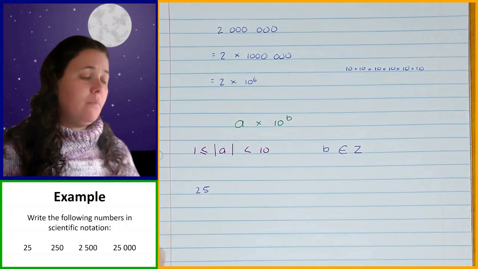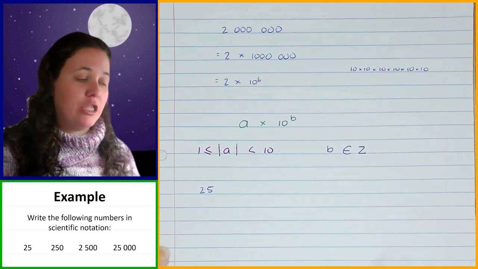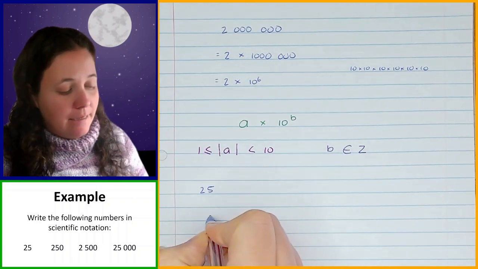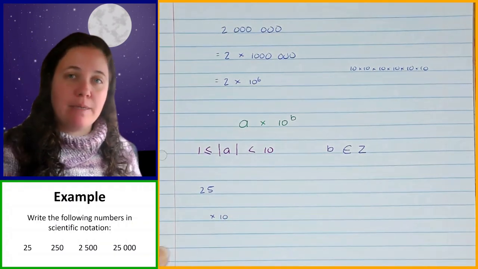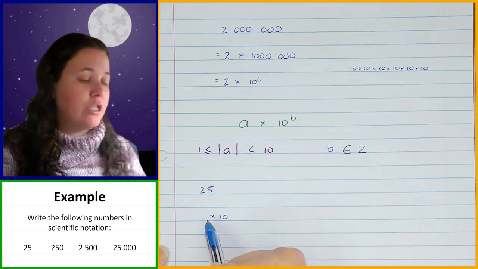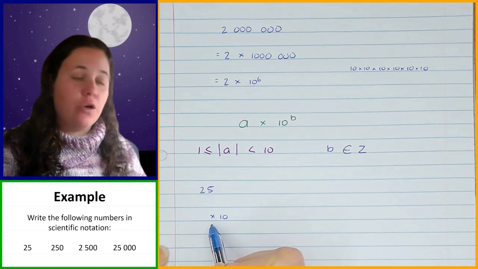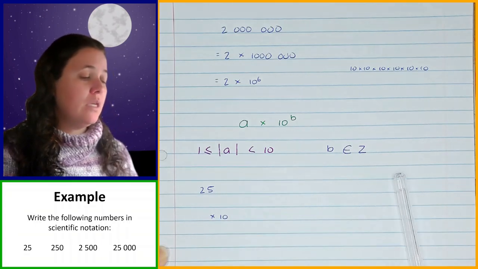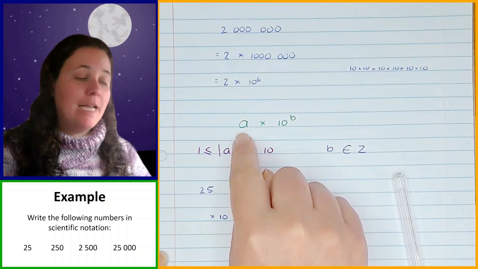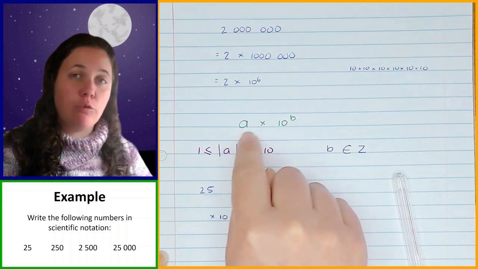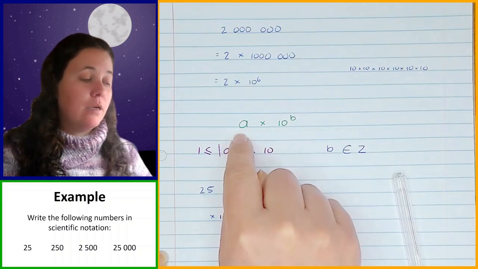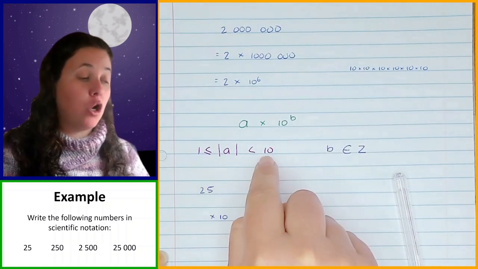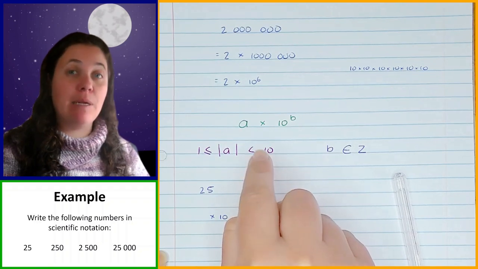Now, if I want to write this in scientific notation, I need to write it as something multiplied by 10 to the power of something. Okay, now when I'm going to do this, first of all, I need to know how many tens I need to multiply by. And remember, our notation says that the A, which is what we're multiplying by 10 to the power of something, has to be something between 1 and 10. It can't be equal to 10. It has to be less than 10.